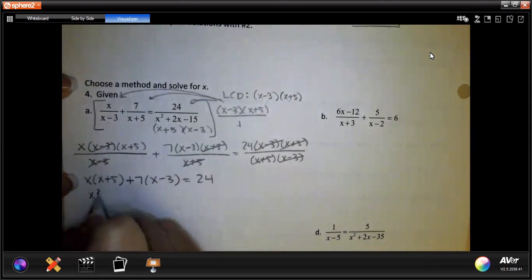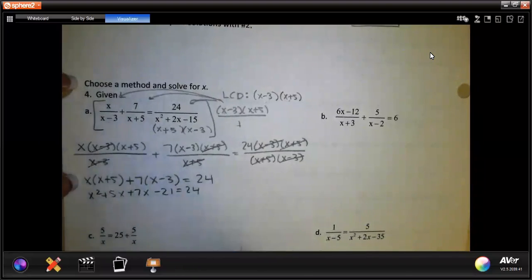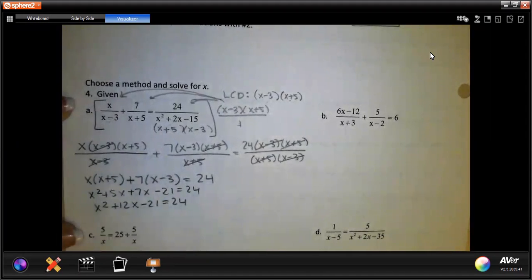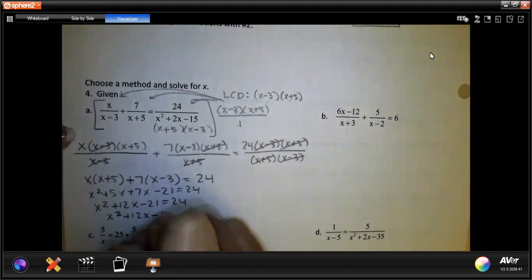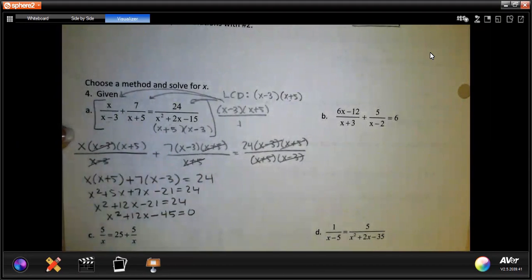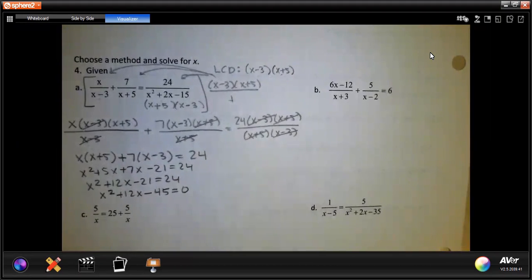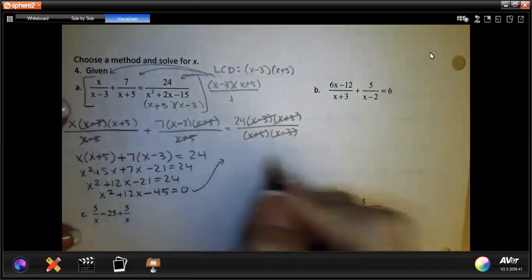We distribute. We combine our like terms. Since it's a quadratic, we're going to want to bring this over so that it's equal to 0. So I'm going to subtract that 24. And then our last step, of course, is either to factor, use the quadratic formula, or find the zeros with your calculator. In this case, I'm going to go ahead and factor.